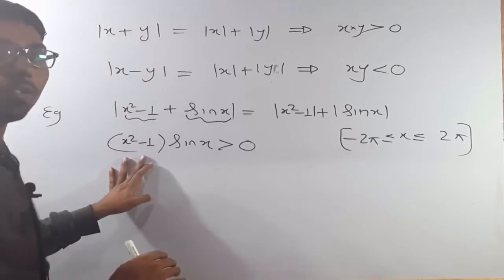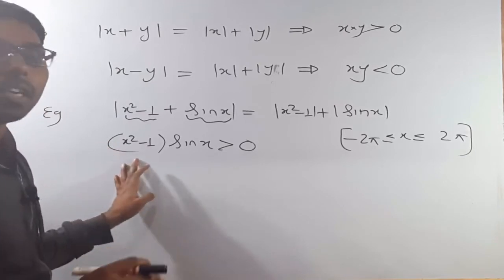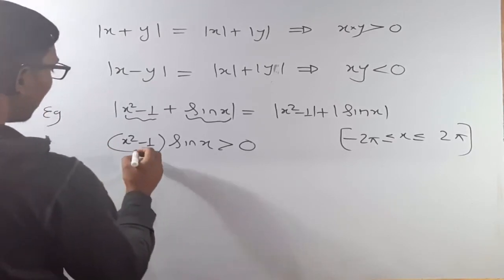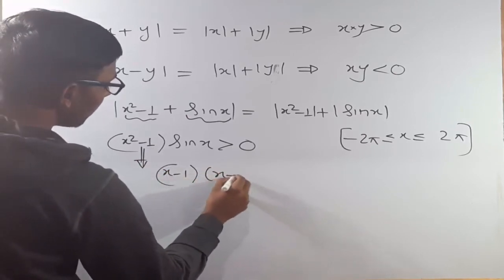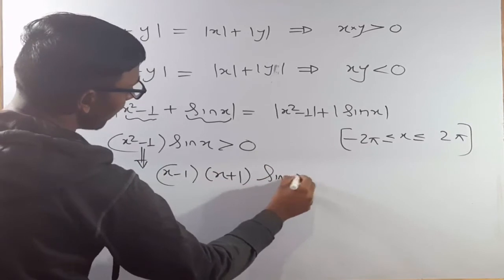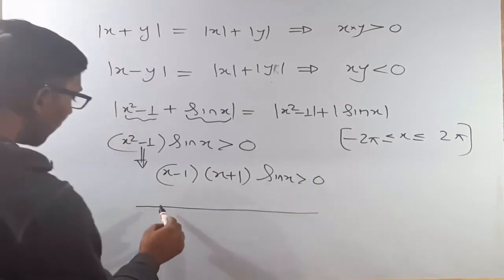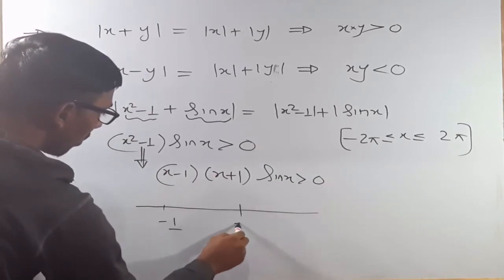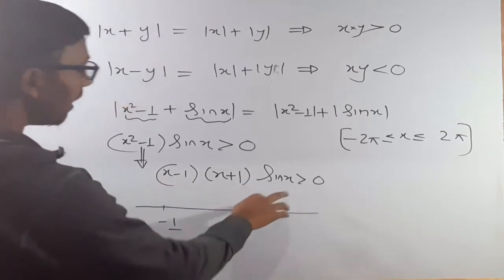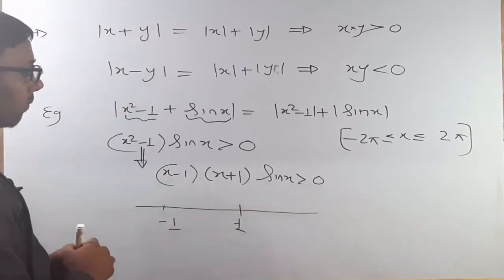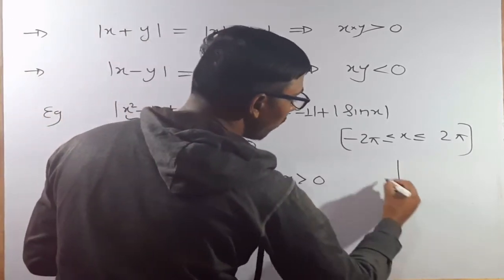We need to solve this inequality. So we have seen the number of what are the points of inversion. So we will collect the points of inversion. Here we can simply say x minus 1, x plus 1 and sine of x should be positive. So here I'm going to draw a number line. This is minus 1, this is 1. These are the points of inversion as far as this inequality is concerned. And from sin x, how can we find the points of inversion? It will change its sign for what values of x?